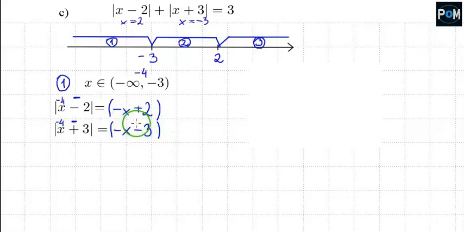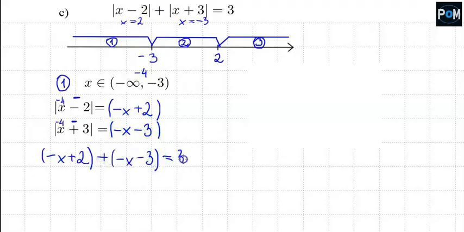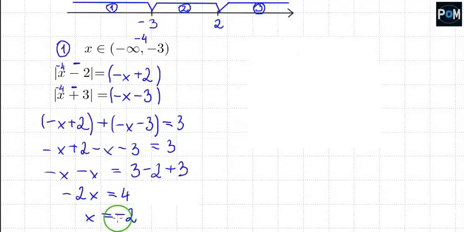So these are the absolute values, and we'll substitute them into the equation above. The first absolute value is our first parenthesis. Then we add the second absolute value, which is this, and this equals 3. We calculate this quickly, remove the parentheses, and move the 2 and 3 to the other side. We determine that x is equal to minus 2.